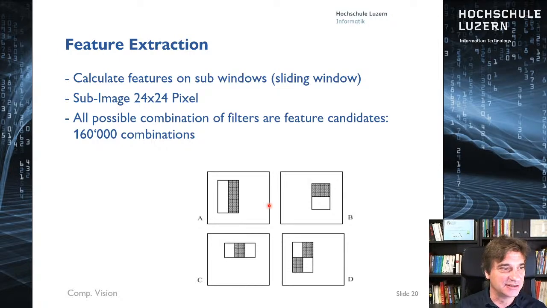So the idea is then to use different filters on sub-images of 24 by 24 pixels, and all different combinations of such filters as candidates for the features that should be used for the weak classifiers. But still, there's a lot of different combinations here.